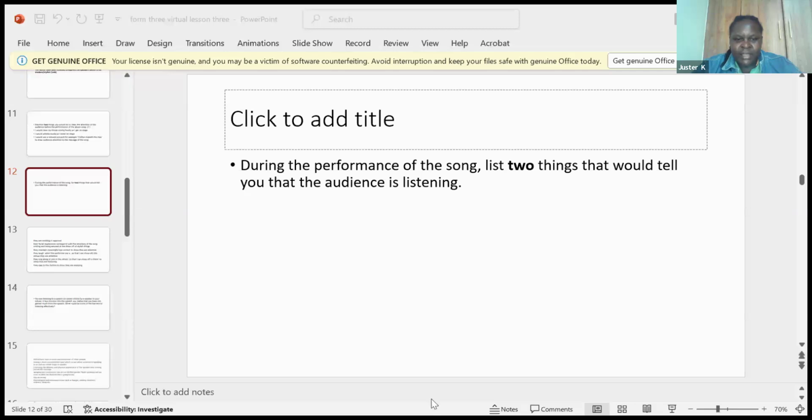Is there anybody who would like to try? Okay, go on. If the audience are nodding their heads in unison or in acceptance of whatever is being said. In approval? Yes, in approval. If the audience are maintaining meaningful eye contact. Complete that sentence. If they are maintaining a meaningful eye contact. That answer will not be marked as a complete one.